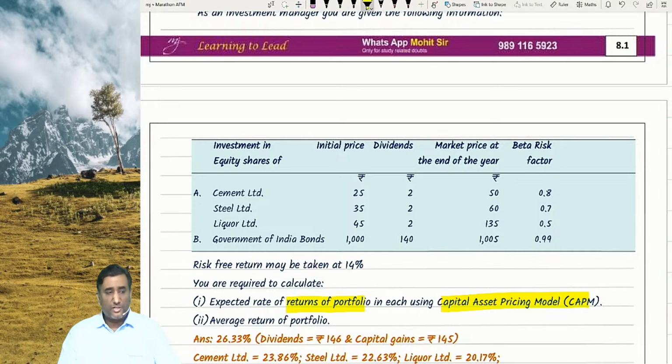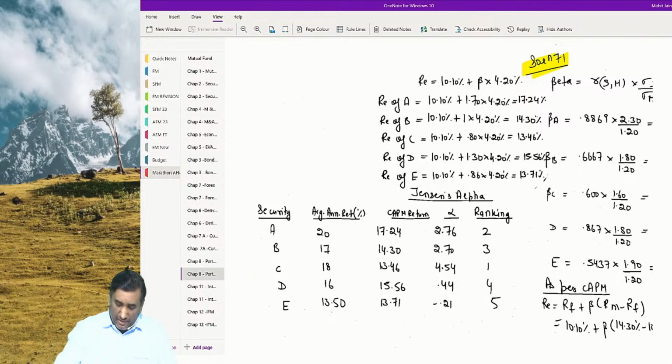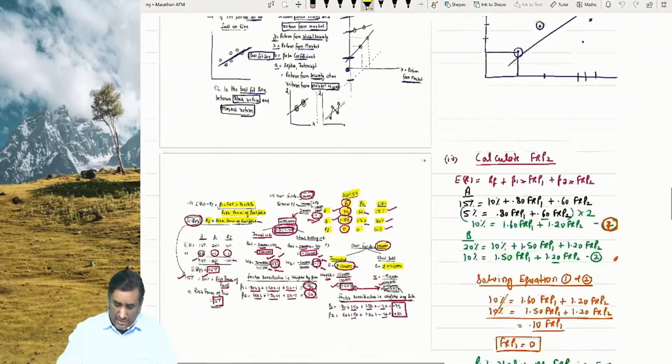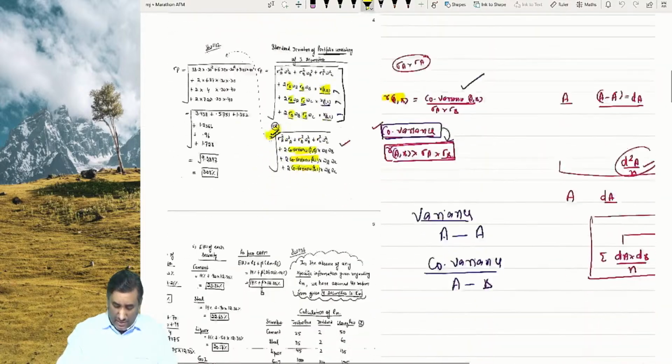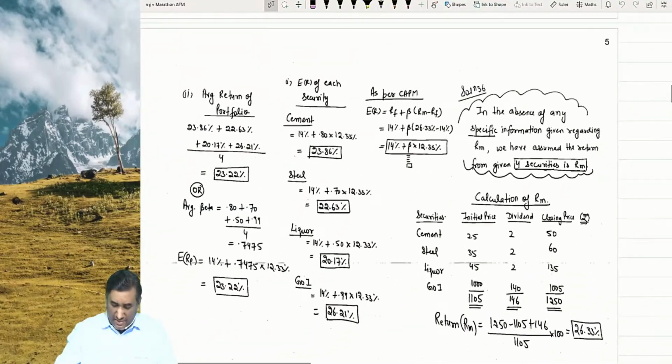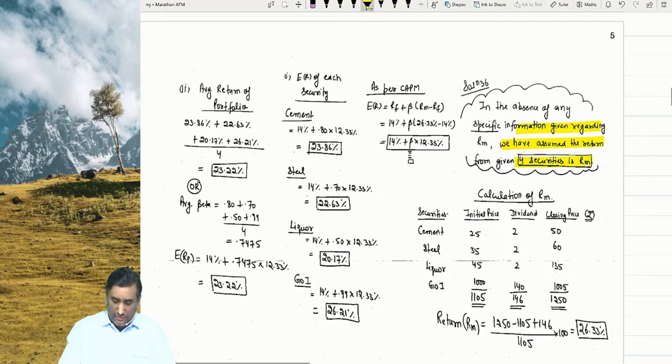Actually, this model is based on a 4-factor model. That means the world has 4 assets. Based on that, we have calculated our RM, the return of the market. This is the basic assumption. In the absence of any specific information regarding the RM, we have assumed the return from the given 4 securities is RM. Actually, RM is the return from all risky assets in the world, and there is some thesis on this. Since you have only 4 assets given, we use these 4 assets.